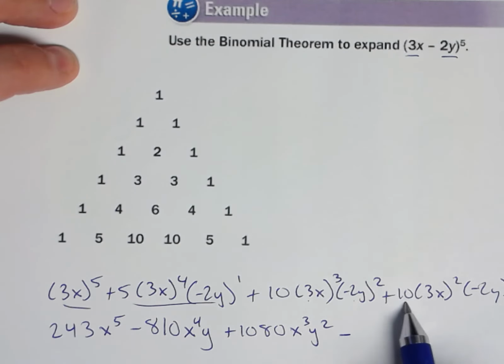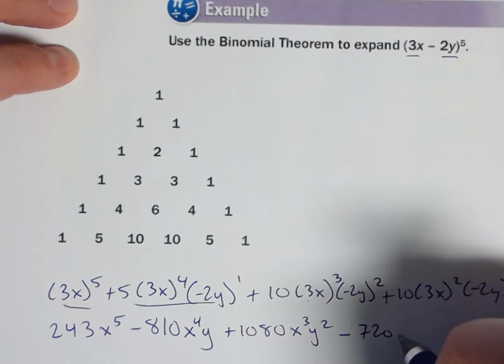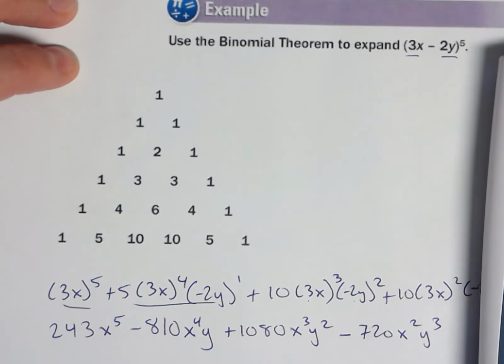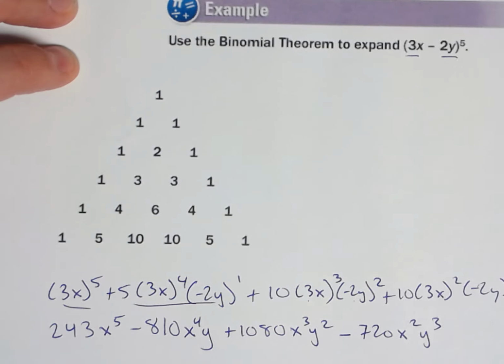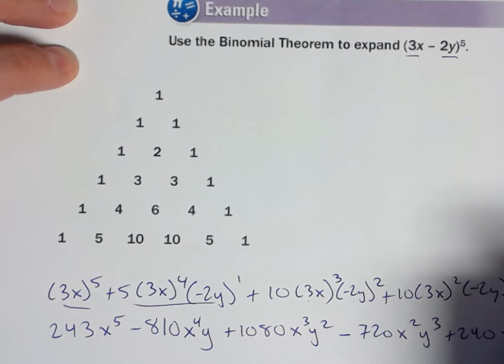So now I've got 10 times 9, so that's 90 times 8. 90 times 8, so it's 720 x squared y cubed. Now I've got 5 times 3, so 15 times 16. So 15 times 16 is 240, and it's x, y to the fourth.